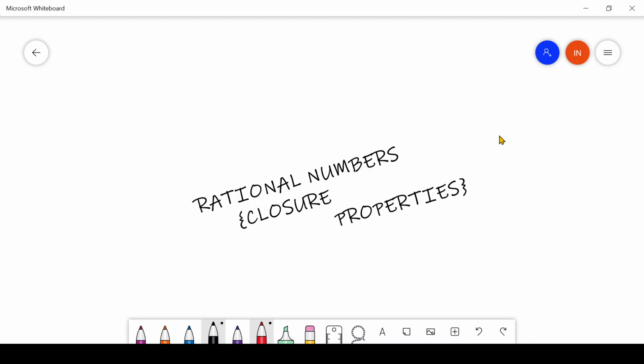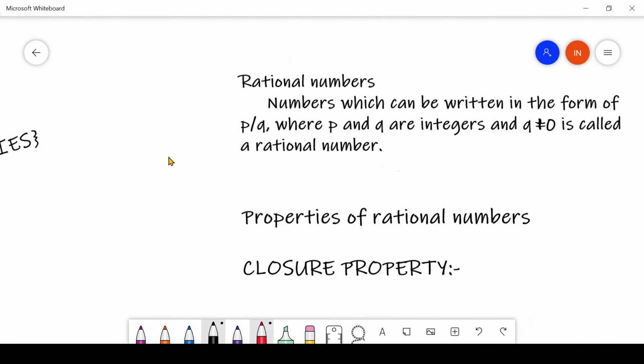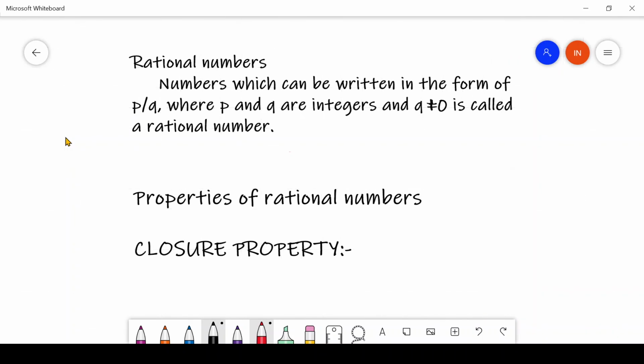Today we are going to discuss the properties of rational numbers from grade 8. Let us see what rational numbers are. Rational numbers are numbers that can be written in the form p by q, where p and q are integers and q is not equal to 0.